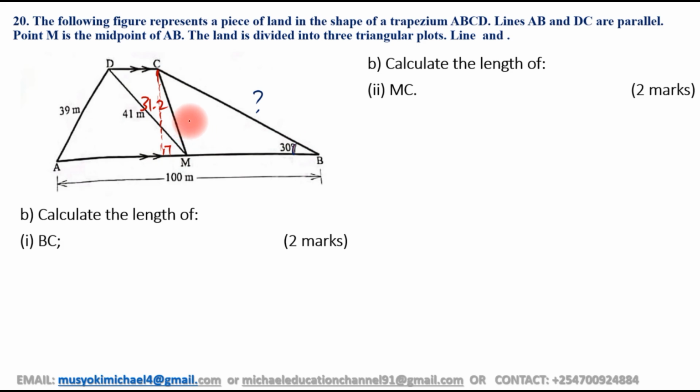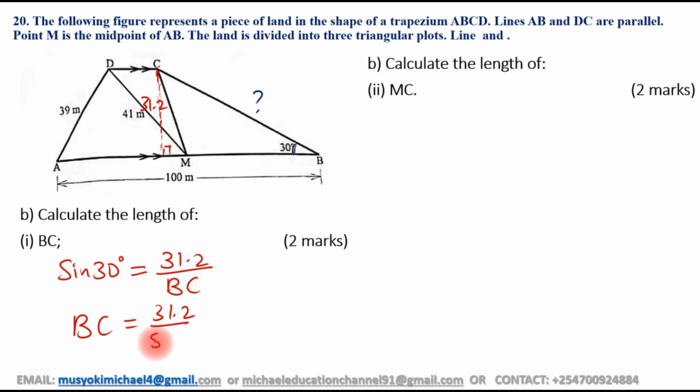We can use sine 30 degrees, which is equal to opposite over hypotenuse, and we are after BC, so that is 31.2 over BC. Therefore, BC is equal to 31.2 all over sine 30 degrees. So if you work this out, we shall get BC as 62.4 meters.